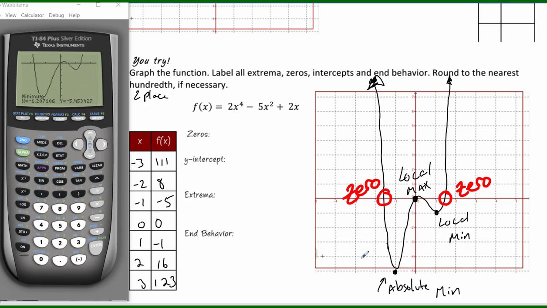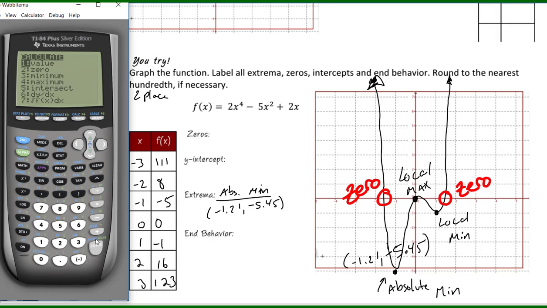So I know this absolute minimum, the value is negative 1.21, comma, negative 5.45. So extrema, here's the absolute min, negative 1.21, comma, negative 5.45. So that's the absolute min. Now let's go find the local min. Go back to minimum up here.